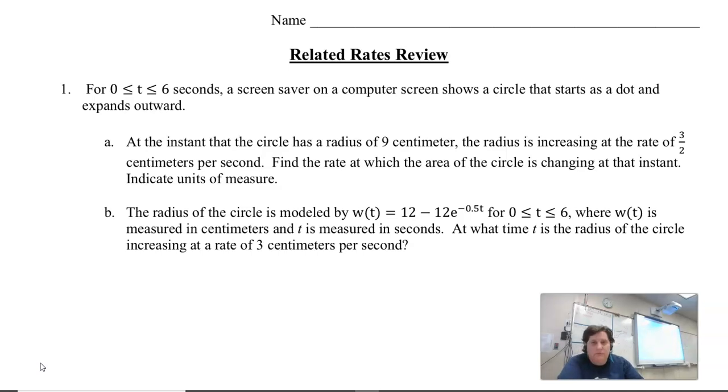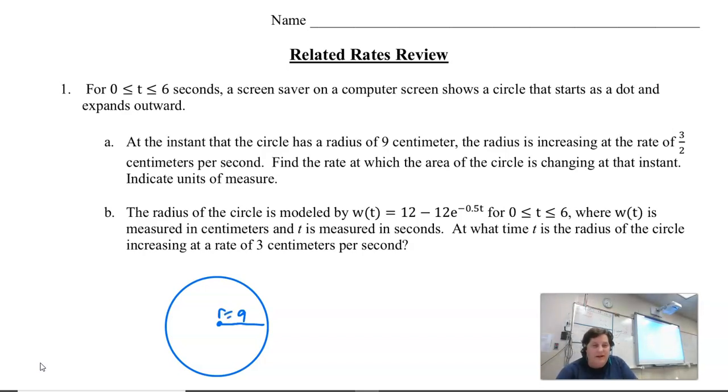Let's go. We're talking about related rates today. Between 0 and 6 seconds, a screensaver on a computer screen shows a circle that starts as a dot and expands outward. So cool. I'm going to draw a circle. At the instant that the circle has a radius of 9 centimeters, the radius is increasing.